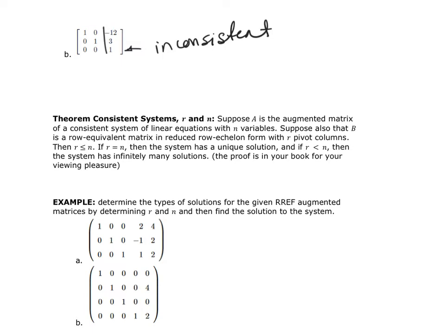With these examples, using this theorem, I'm going to determine what kind of solutions I expect. I'm going to look first at my R, which is my number of pivots. 1, 2, 3. R is equal to 3. And these are in reduced row echelon form. That means I have 1, 2, 3, 4 variables, so my n is equal to 4. Since R is less than 4, I know I have an infinite number of solutions.